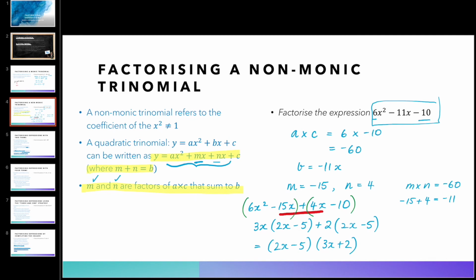If you want to check that your factorising was correct, you can always go ahead and expand that and see whether your final answer matches the original expression given to you. And that's it for factorising monic and non-monic trinomials.